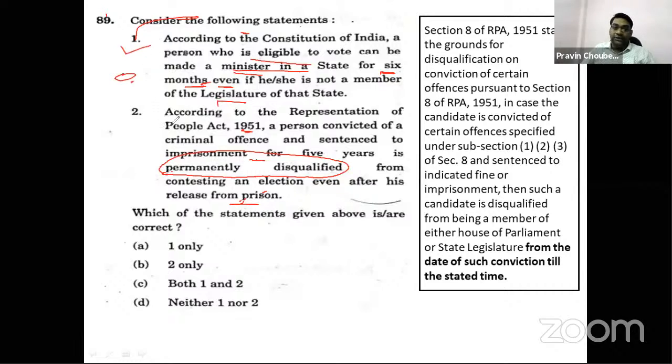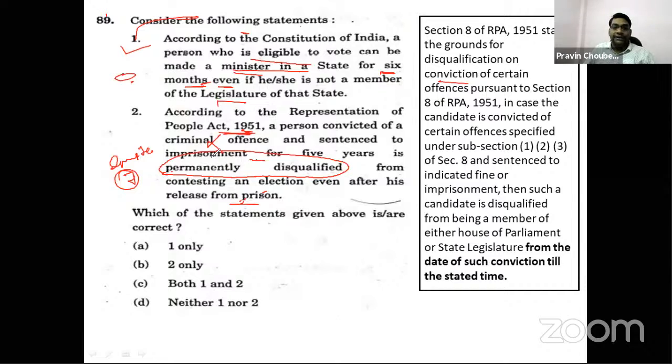Now statement 2 is talking about the Representation of People Act 1951. Section 8 of the Act deals with disqualification on conviction of certain offenses. A person is disqualified, but not permanently. They can be disqualified only for a limited period. जितना पीरियड के लिए मेंशन किया गया है, फॉर एग्जांपल 4 ईयर, 5 ईयर, 3 ईयर, 6 ईयर, 7 ईयर्स, उतने साल के लिए वो डिस्क्वालिफाइड रहेगा, लेकिन वो परमानेंटली डिस्क्वालिफाइड होगा ये मेंशन नहीं किया गया, ठीक है। सो दिस विल बी अ रॉन्ग स्टेटमेंट.